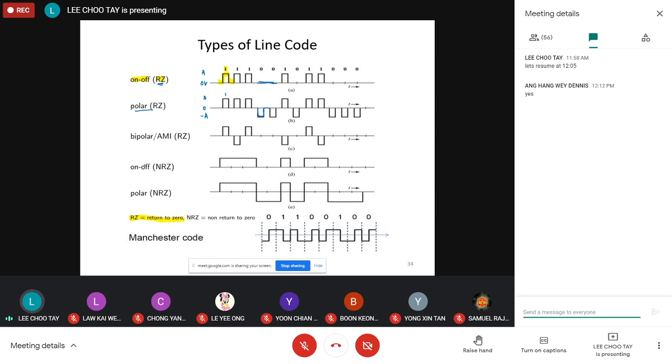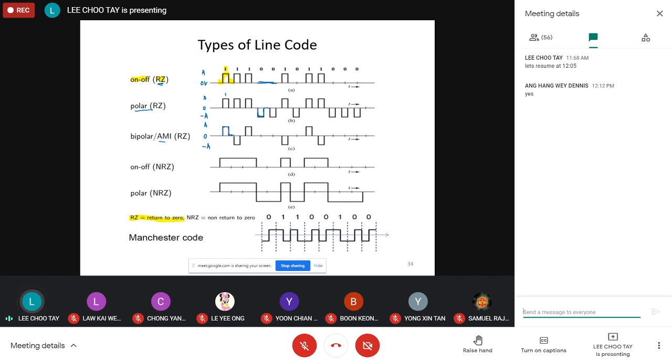Another type is called bipolar or AMI. AMI stands for alternate mark inversion. So it's bipolar, and this is for return to zero. For this type of line code, again we use positive and negative amplitude, but the representation is slightly different compared to polar. In bipolar, the first binary one is transmitted with a positive amplitude for half of the bit duration, and then goes down to zero.